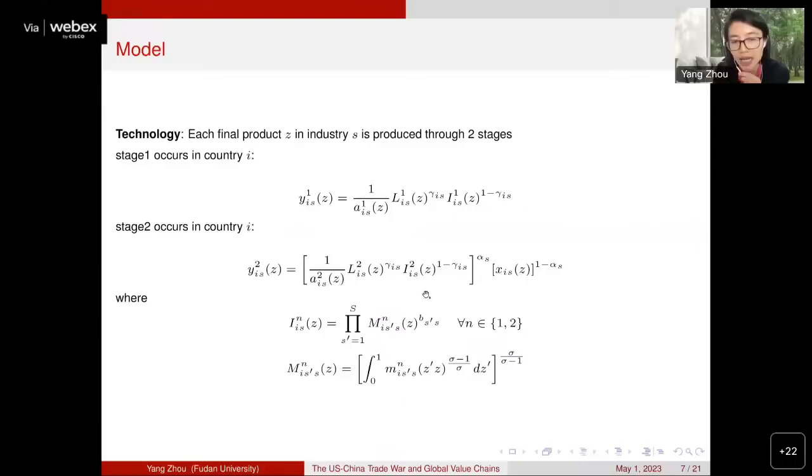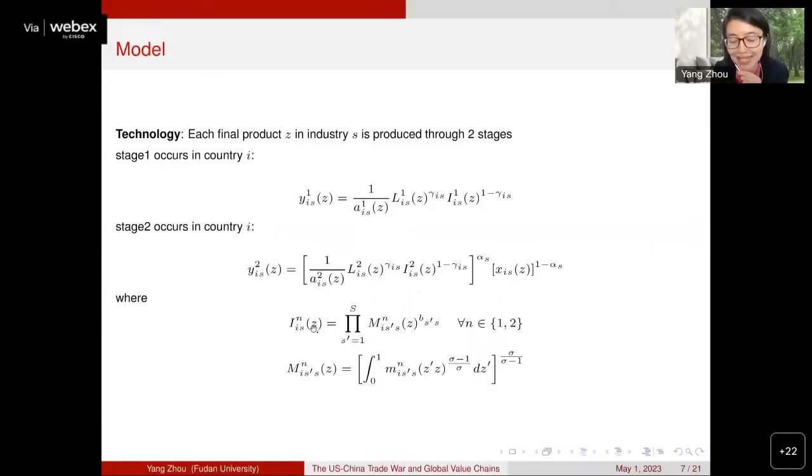But the difference is that stage 2 is going to require an output from stage 1, which is captured by this X_ISZ. So this X_ISZ and this Y_ISZ are the same type of goods. But the stage 2 consumers have the option to either import this stage 1 product from the local country or from a foreign country. And finally, this is a demonstration of the format of the composite intermediate good.